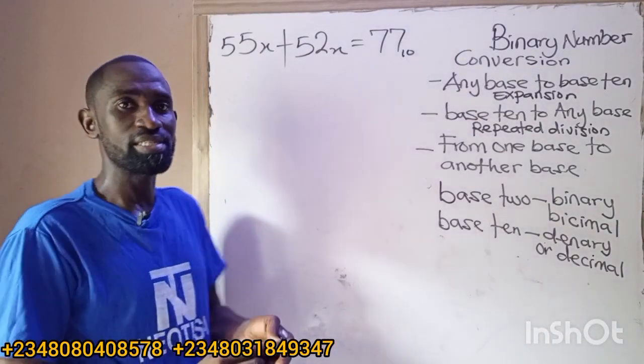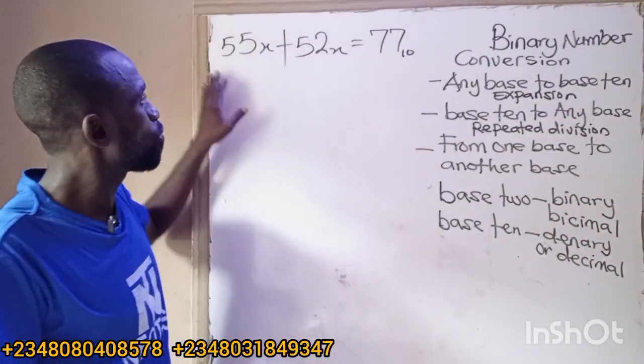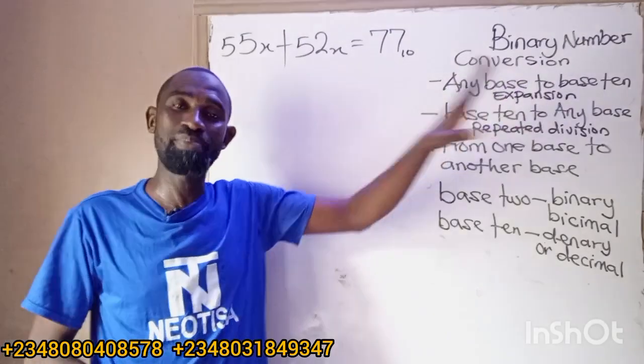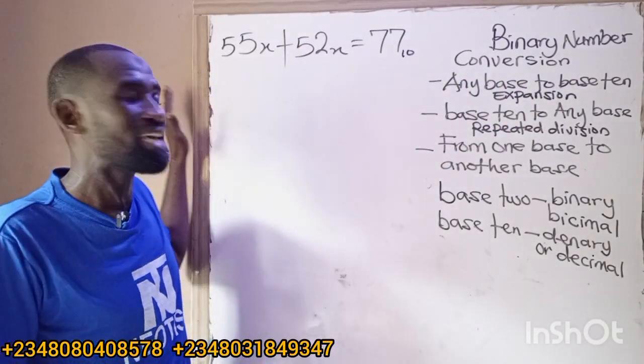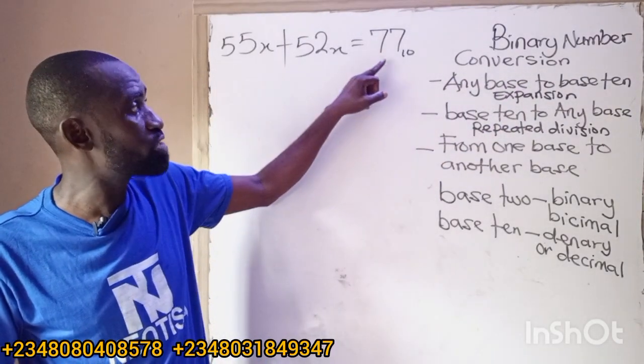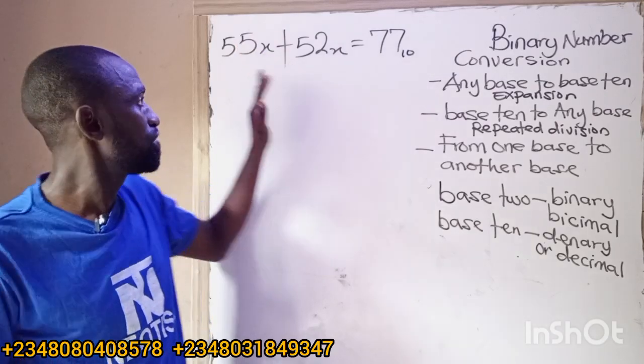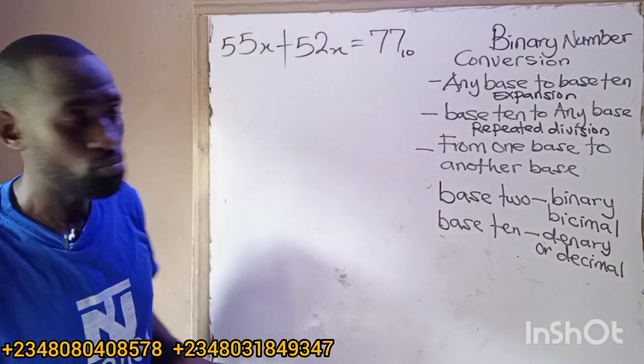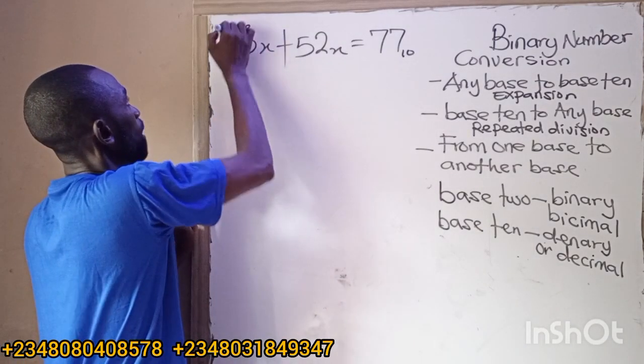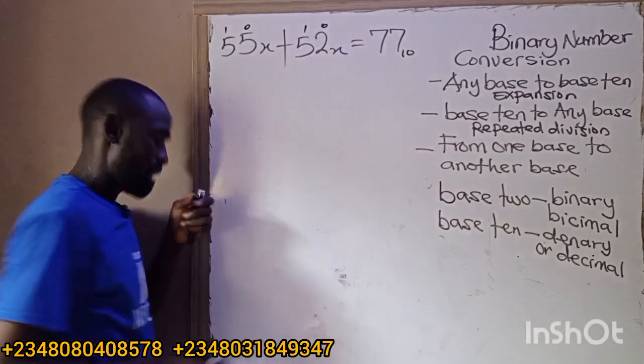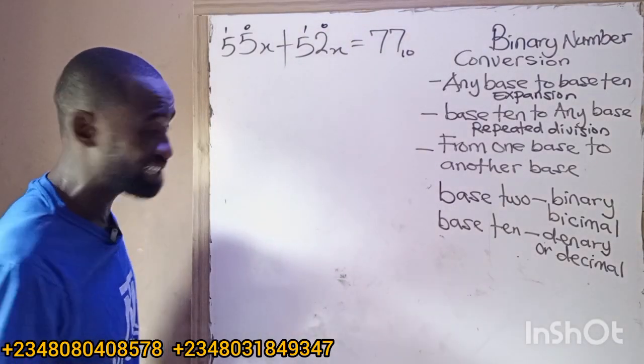So what's the next thing? For uniformity, anytime we see equation under binary number, the best thing to do is we convert everything to base 10. Thank God this one is already in base 10. Okay, so the rest we'll convert them to base 10. Let us use our shortcut that we've learned in this video.